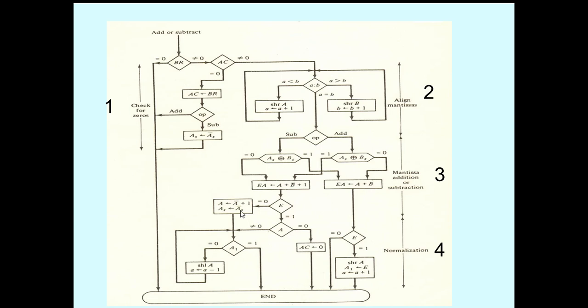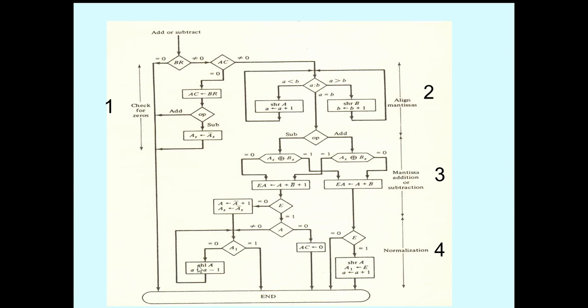Why? Because A is less than the B value, so the sign of the highest number was given to the result. For that reason, we have to complement it and then give the sign to it. And then once again we have to check the normalized form, whether the result is in normalized form or not. If it is normalized, a1 should be 1, so we end the process.